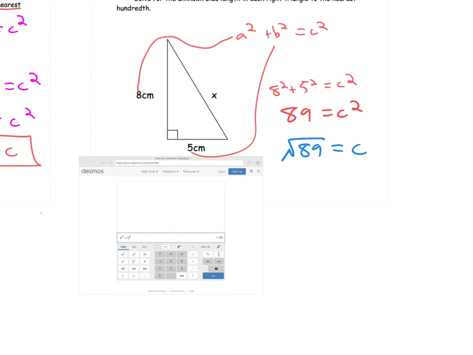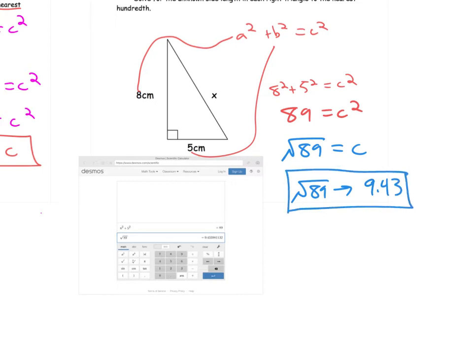Actually, if you wanted to leave it as just that as your answer, that's totally cool with me. But it did ask for the decimal in the question. So we are just going to figure that out here by saying the square root of 89. And that should be 9.43, rounding to the nearest hundredth. So both of these here would be the correct answer.